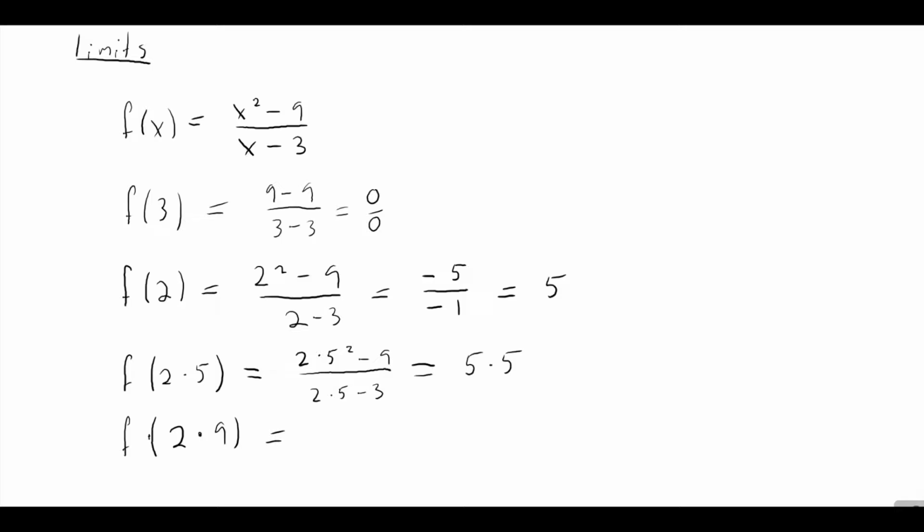And if you do 2.9 out, you'll get 5.9. And let's go even closer still. So we'll just take one final one. I think you might see where these go. We're going 5, 5.5, 5.9.